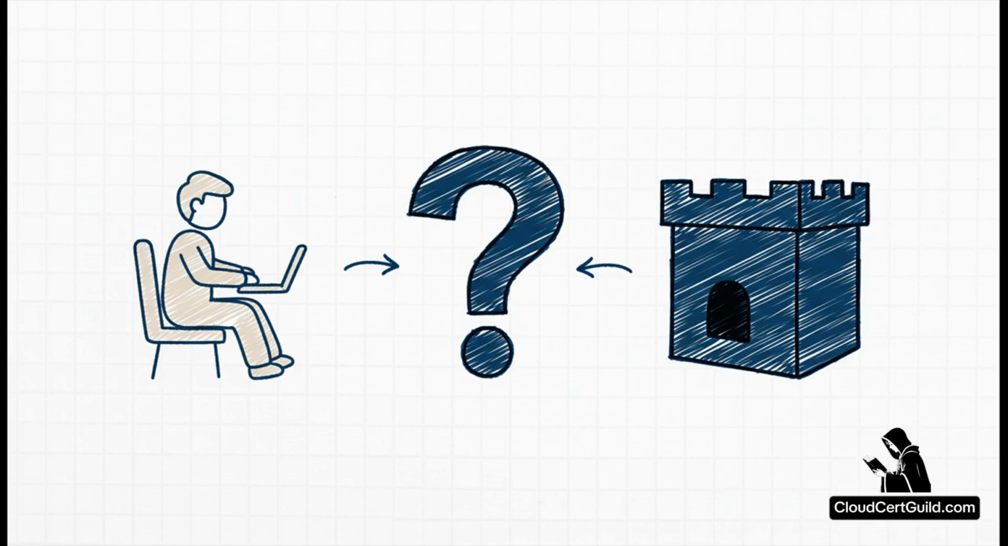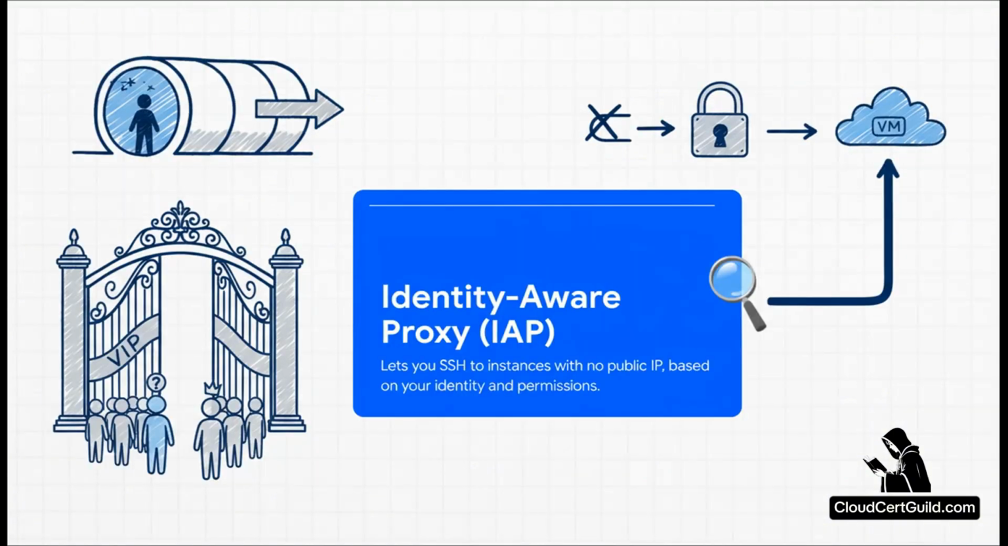For really tight security, you might want your VMs to be completely private, with no public IP address at all. So how do you, the developer, get in to manage it? This is where Identity Aware Proxy, or IAP, comes in, and it's awesome. Think of it as your secure VIP list. IAP creates a secure tunnel that completely bypasses the need for a public entrance. It doesn't care about the VM's IP address, it only cares about your identity. If you're on the list, it lets you connect securely. If you're not, the door basically remains invisible.